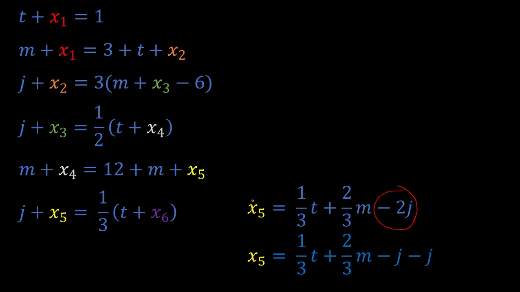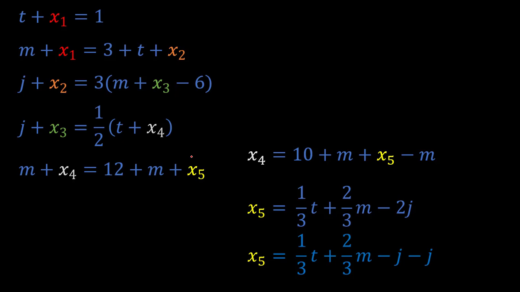So having discovered x sub 5, we can move this equation up next and plug in that value for x sub 5 right here. So here's our equation for x sub 4. Of course, we just subtracted m from each side to get that. And we got our minus m over here. And now we got to plug in this x sub 5 value for x sub 5 here.